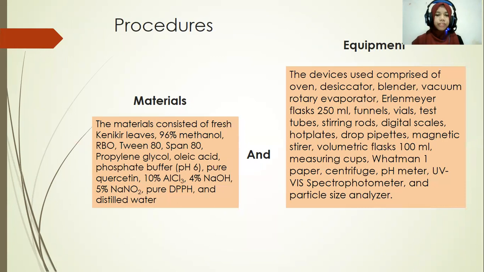Procedure: we need material and equipment for the research. The material consists of fresh KENIKIR leaf and methanol, and the equipment includes the oven, desiccator, blender, vacuum rotary evaporator, and other laboratory equipment. And for the measurement, we use the spectrophotometer and a particle size analyzer.